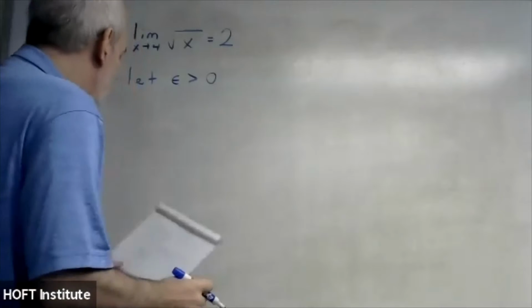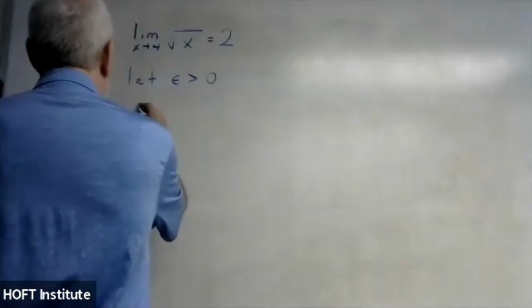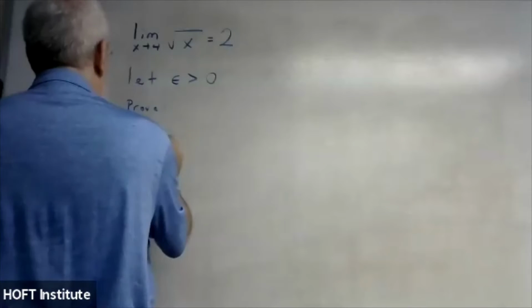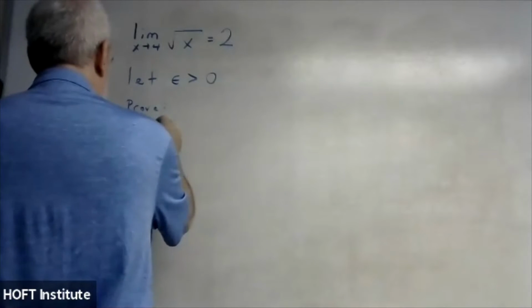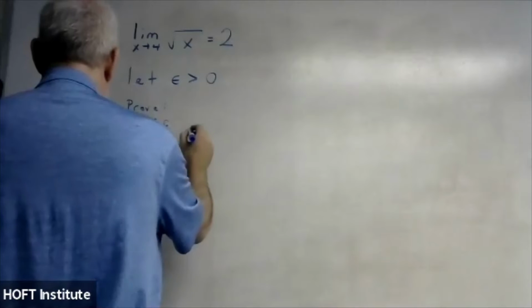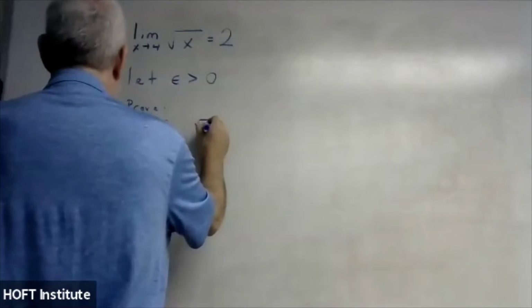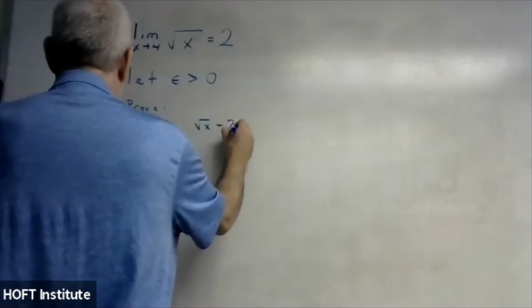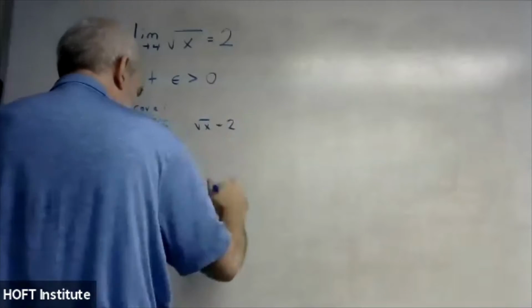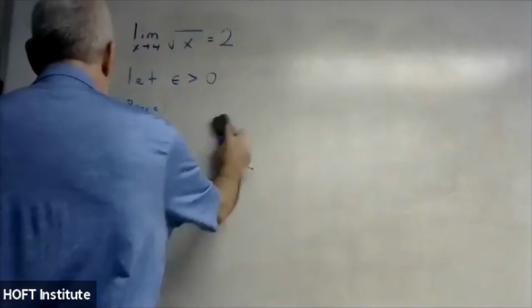Okay. And what we're trying to now prove, let me just state what I'm about to try to prove, is that if square root of x minus 2, oops, start that over.